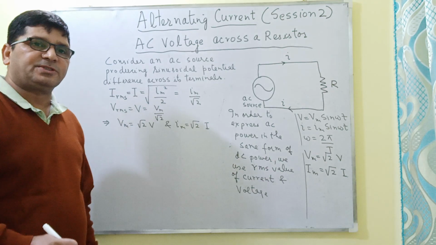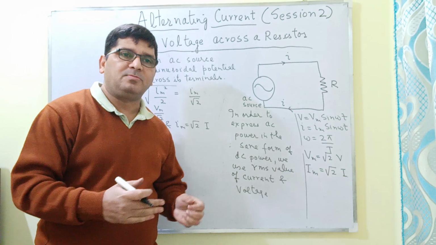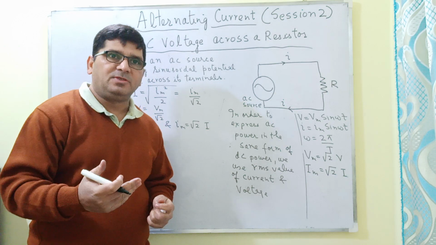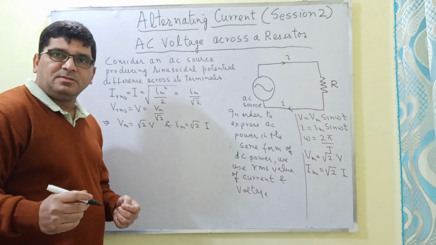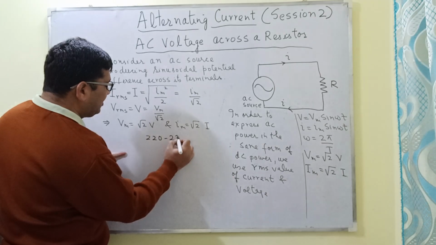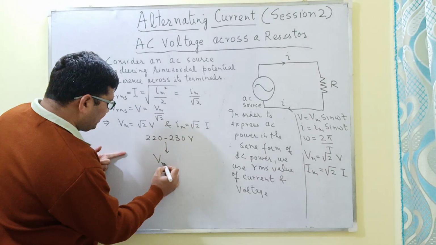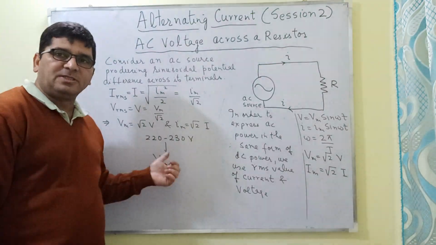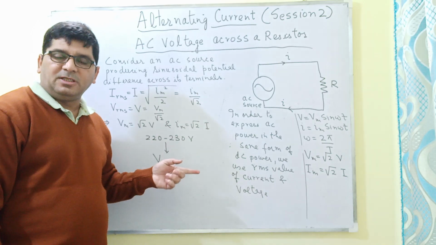In our houses and even in most of the offices and commercial shops, the line voltage is normally equal to 220 to 230 volts. Now this is basically the value of VRMS, that is the root mean square voltage, or you can say this is the effective voltage which is flowing in the line.